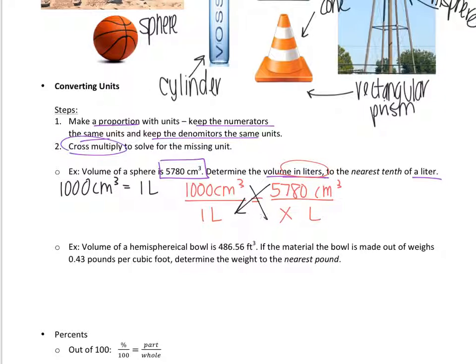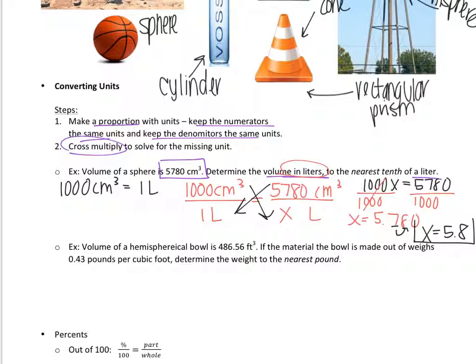From here, we cross multiply. So we have 1,000x equals 5780. We divide by 1,000, and we have x equals 5.780, except we need to round to the nearest tenth. Remember, that's the first decimal place. Looking to the right tells us we have x equals 5.8. So the volume in liters is 5.8 liters.